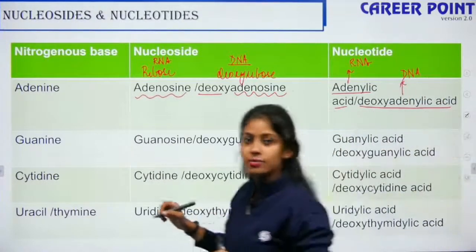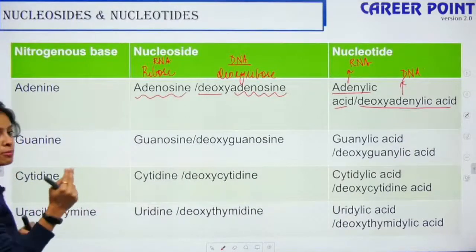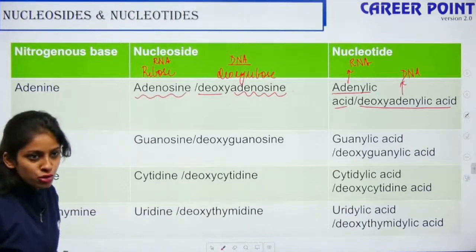What is synaptonemal complex? Okay, so just give me 2 seconds. I will explain this table and then tell you what is synaptonemal complex.